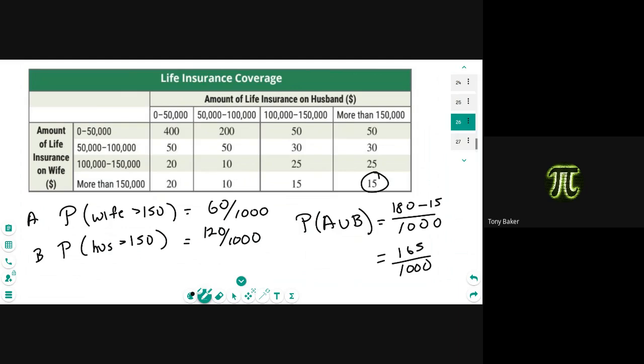That's where that complement comes into play. Sometimes it's easier to do the opposite of it than to do what they're asking, because it's more numbers you have to add up. So that's where that complement can come in and help you.